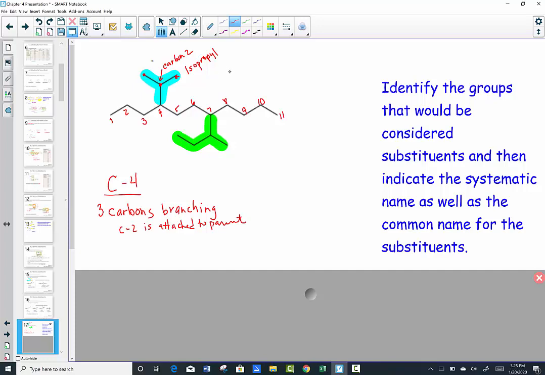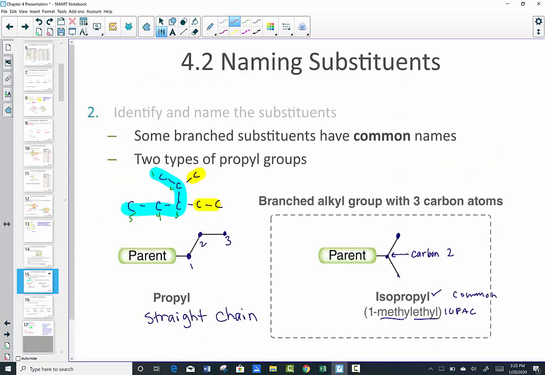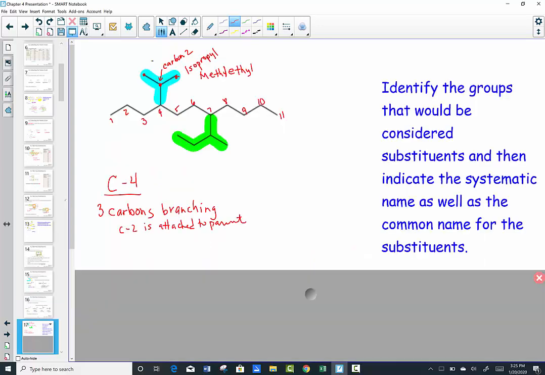Now, the longest carbon chain is 2 carbons, so that's ethyl. Coming off of the first carbon is a 1-carbon branch. I don't need to tell you 1 so much because there's only one choice, right? Methyl ethyl. Go back to that previous slide. Notice here is the IUPAC name, 1-methyl ethyl, common name isopropyl. That's exactly what we located here. This is 1-methyl ethyl or isopropyl.